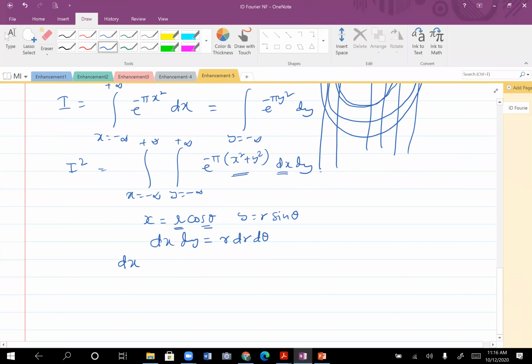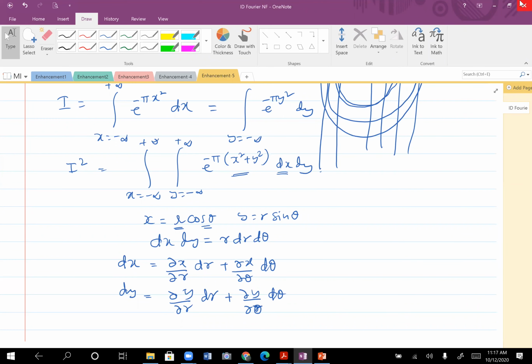So dx will be, if I am not wrong, you would be writing something like ∂x/∂r into dr plus ∂x/∂θ into dθ. Similarly, y is also a variable of two, so you would do ∂y/∂r into dr plus ∂y/∂θ into dθ. So you have to use this formula, okay, and use it.